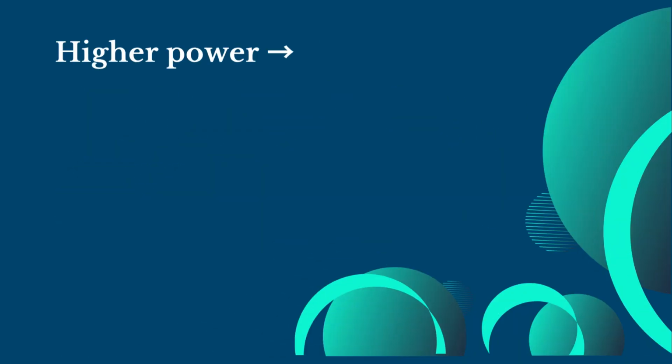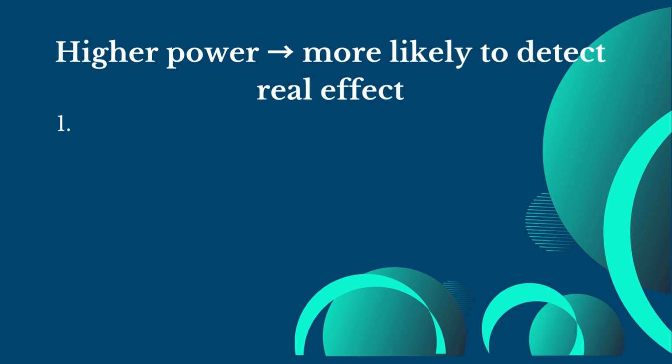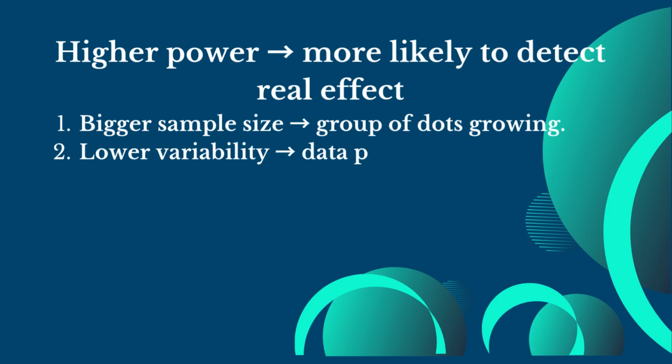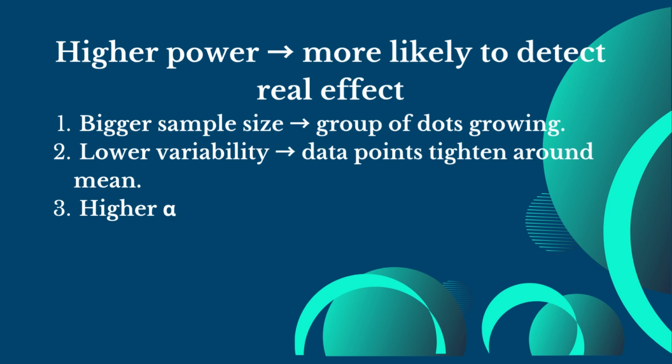The second key concept is statistical power, the probability that your test correctly detects a true effect. High power means your test is sensitive enough to spot real differences when they exist. Power increases with larger sample size, lower variability, and higher significance level. In other words, the stronger your data, the more confident you can be in your conclusion.